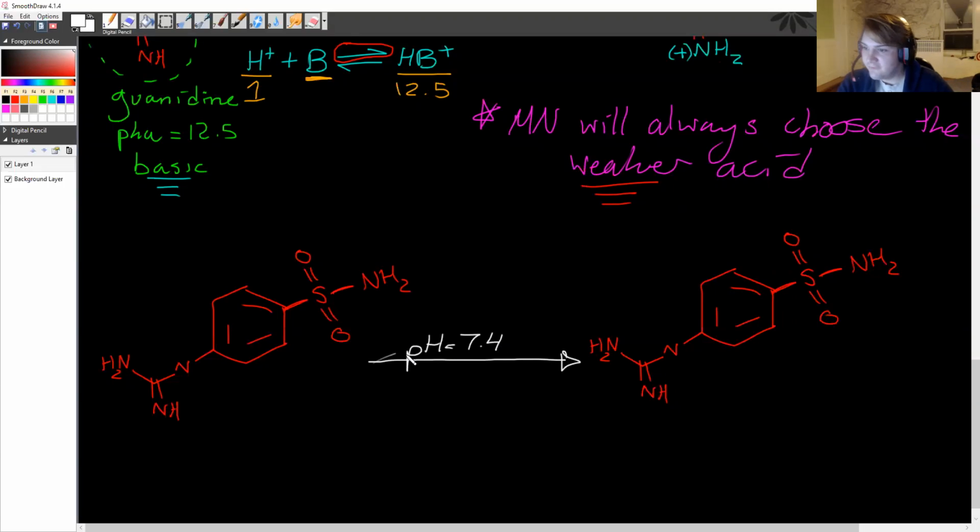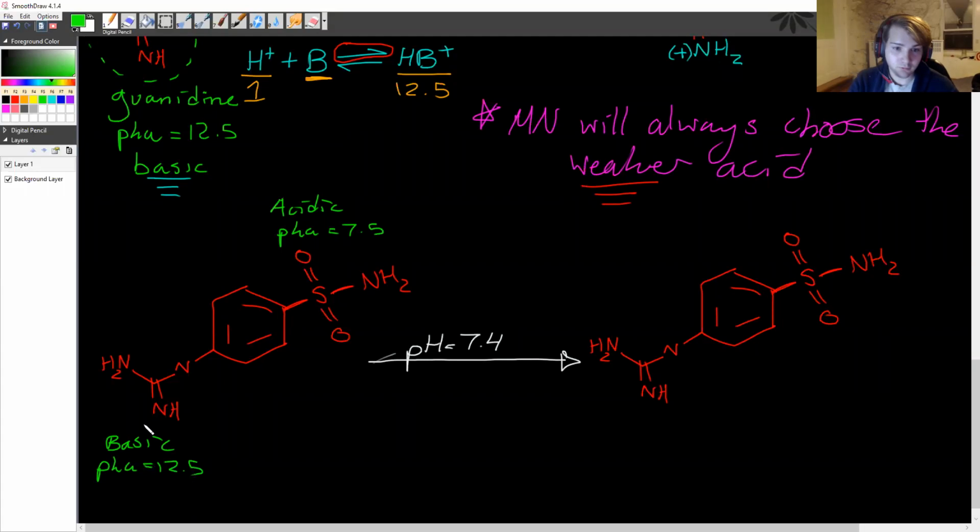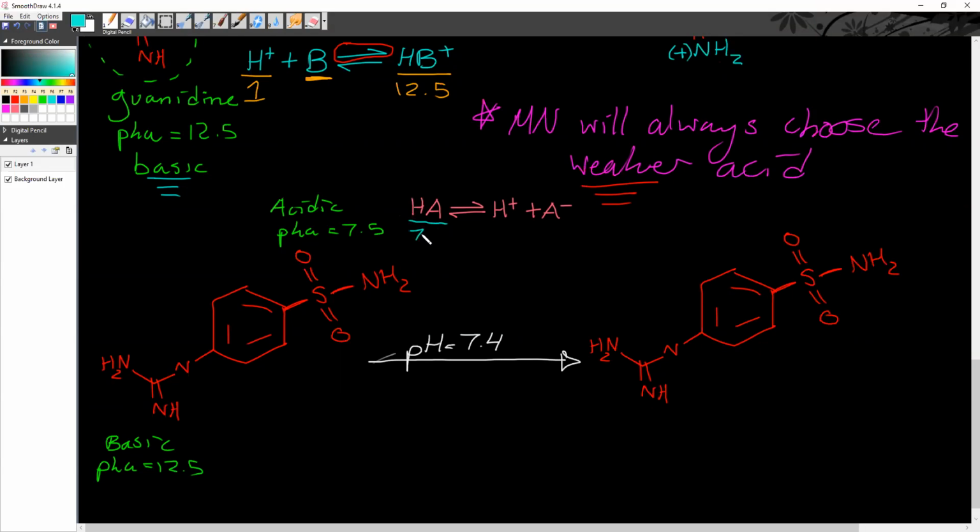For pH of 7.4, we're also going to be seeing similar results. We know that this sulfonamide is still an acidic group, still has a pKa of 7.5. This guanidine is still a basic group, and it still has a pKa of 12.5. Once again, we set up the equation. So we know that this is an acidic group, so we're going to choose the acidic equilibrium equation. Again, we're going to make sure that we're labeling the correct structures. So this is the acid, so we're going to label that 7.5. And this H plus represents the solution, so we're going to label that 7.4.